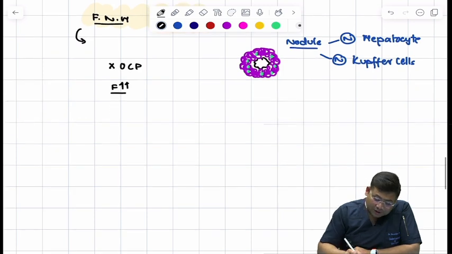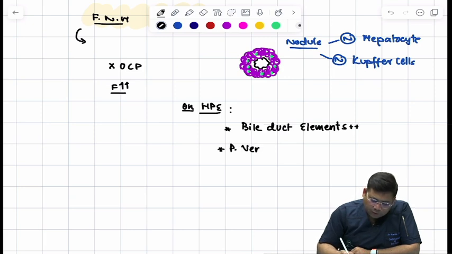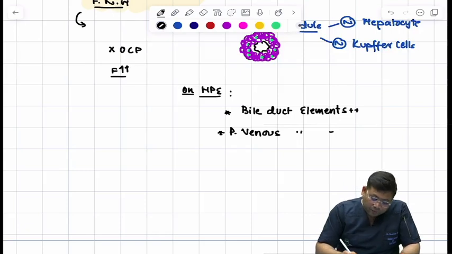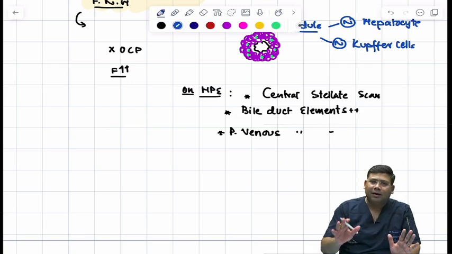Very important thing is on HPE, you get to see certain important things. What is that? The bile duct elements are present here, and the portal venous elements are absent here. So portal venous elements, they are absent, bile duct elements are present. अभी आप क्वेश्चन देखोगे उल्टा लिखा हुआ है. The next is we have a central stellate scar. This is really very important. So ये 3 points याद रखना, हमेशा के लिए खुश रहोगे.